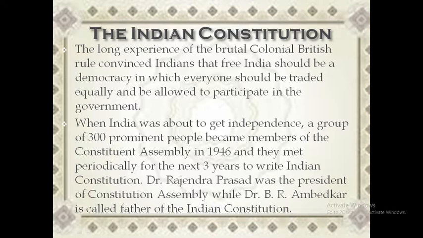When India was about to get independence, a group of 300 prominent people became members of the Constituent Assembly in 1946, and they met periodically for the next 3 years to write the Indian Constitution. Dr. Rajendra Prasad was the president of the Constituent Assembly, while Dr. Babasaheb Ambedkar is called the father of the Indian Constitution.